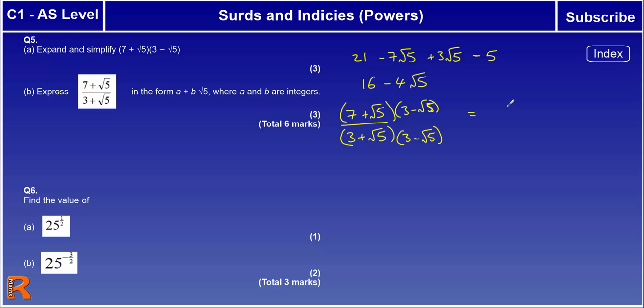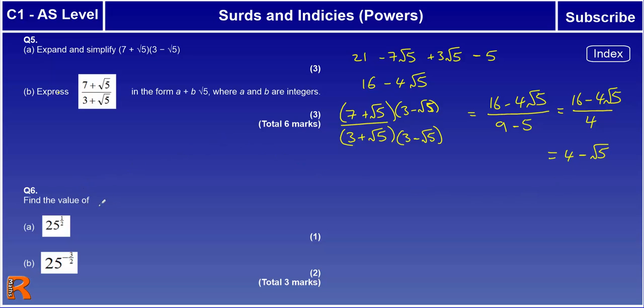Because we know that the top is 16 minus 4 root 5. And the bottom is just going to be the difference of two squares. So 3 times 3 is 9, minus root 5 times root 5, which is 5, so that's just 4. So we've got 16 minus 4 root 5 divided by 4. So that gives us 16 divided by 4 is 4, and 4 root 5 divided by 4 is just the square root of 5. So that's the form where A is 4 and B is just going to be minus 1, but we don't put minus 1.